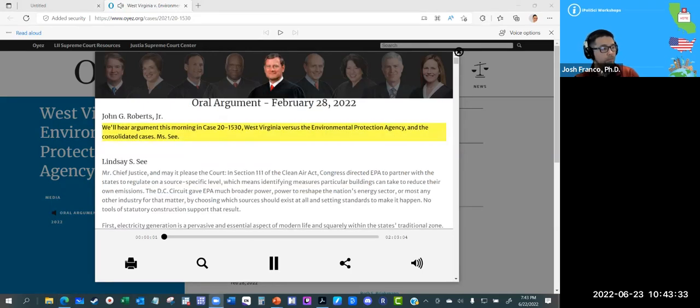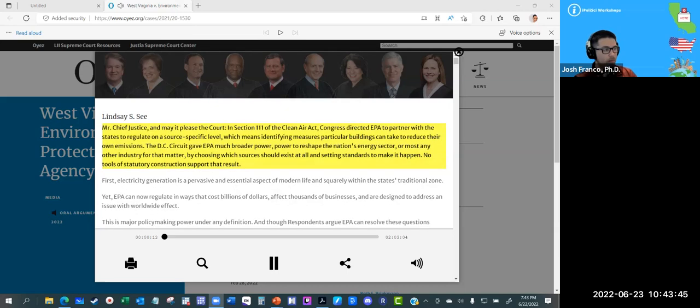We'll hear argument this morning in Case 20-1530, West Virginia versus the Environmental Protection Agency and the consolidated cases. Ms. C. Mr. Chief Justice, and may it please the Court, in Section 111 of the Clean Air Act, Congress directed EPA to partner with the states to regulate on a source-specific level, which means identifying measures particular buildings can take to reduce their own emissions. The D.C. Circuit gave EPA much broader power to reshape the nation's energy sector, or most any other industry for that matter, by choosing which sources should exist at all and setting standards to make it happen. No tools of statutory construction support that result.